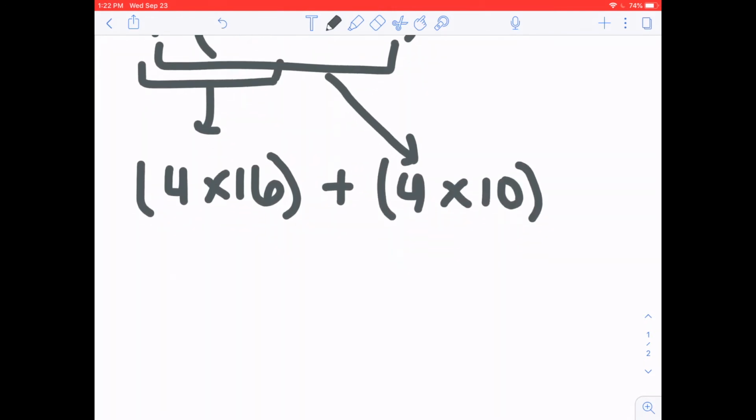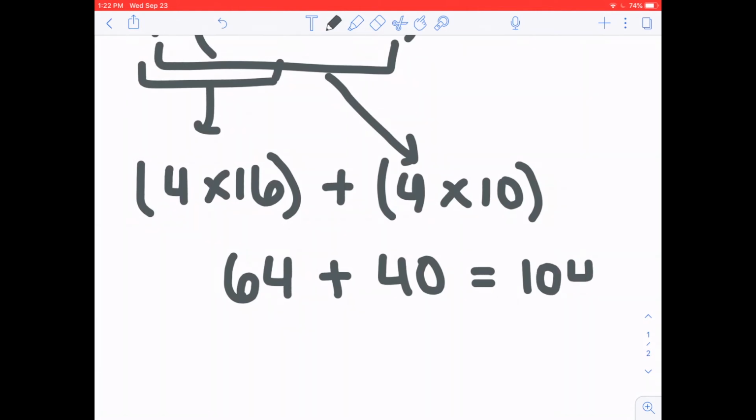Then, we're going to condense these together. So we're going to solve 4 times 16, which is 64, 4 times 10, which is 40, and add those together to get our final answer of 104.